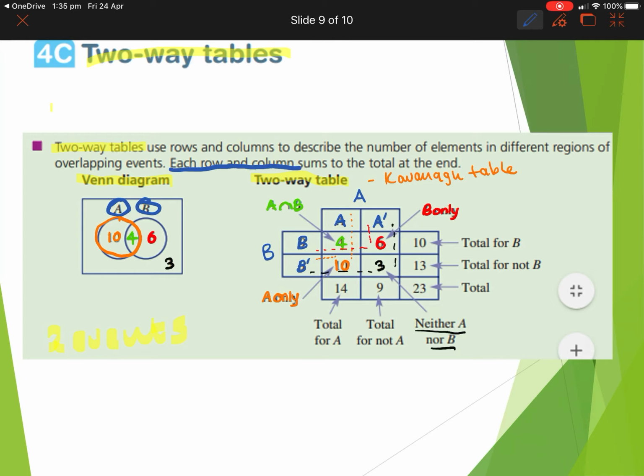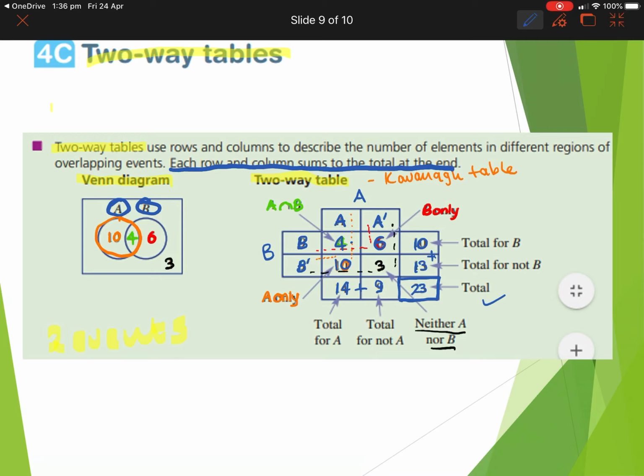Now, it's important to note, just like here, it says each row and column sums to the total at the end. So we've got 4 and 6 equals 10. Going down, we've got 4 and 10 is 14. 6 and 3 is 9. 10 and 3 is 13, so that's all good. And then you should end up with a total here, and both your row and your column should equal that. So 14 plus 9 does equal 23, and 10 plus 13 does equal 23. So you know that all your numbers are correct. If you're not getting all these sums right, then there's something wrong, you've missed something.